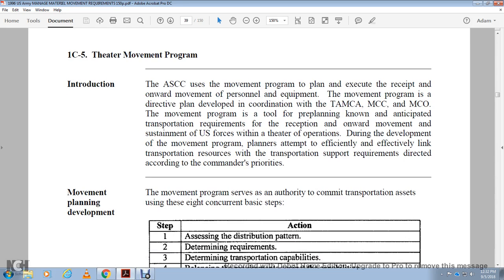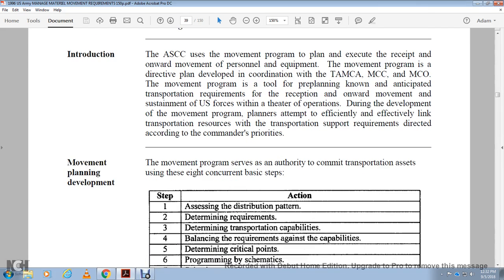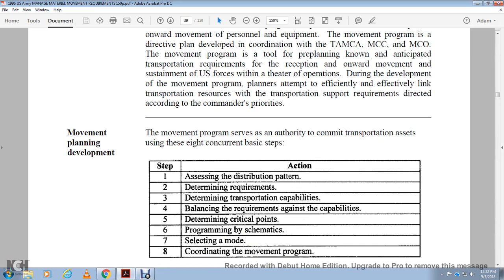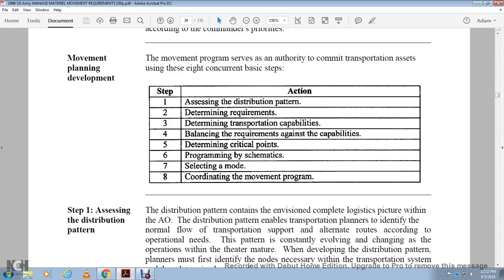Alright, movement planning development. The movement program serves as the authority to commit transportation assets, following eight controlling basic steps. 1, assess the distribution pattern. 2, determine the requirements. 3, determine the transportation capabilities. 4, balance requirements against capabilities. 5, determine the critical points. 6, program the schematic. 7, select the mode. And 8, coordinate the movement program.